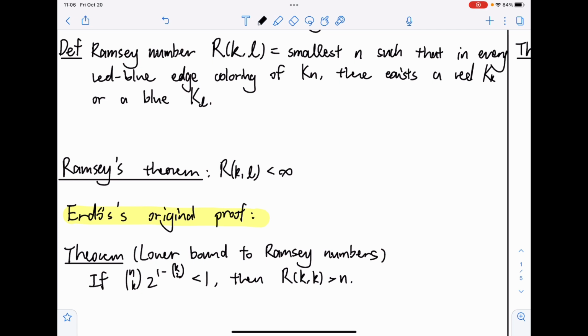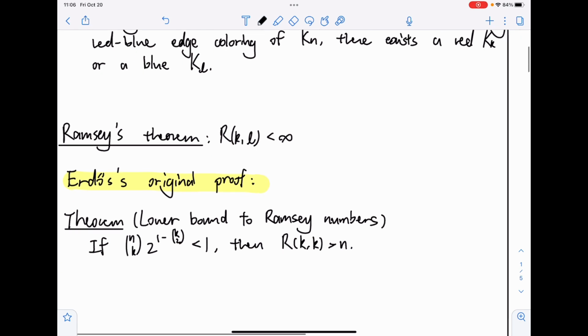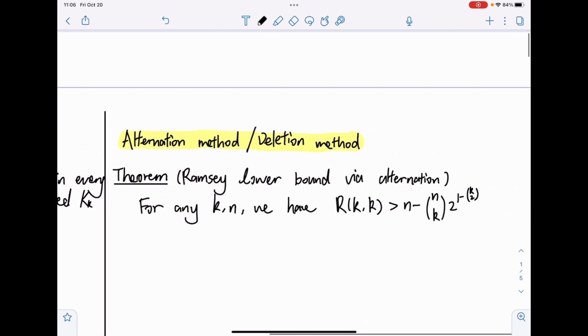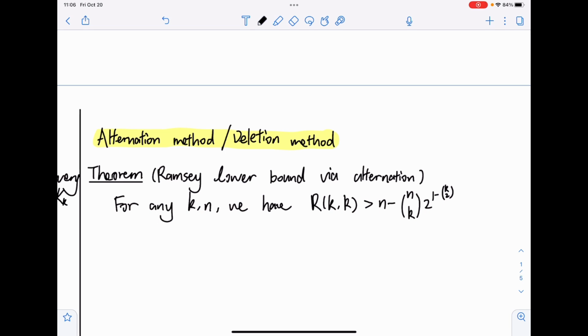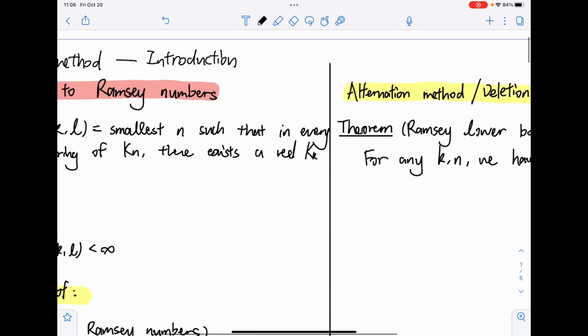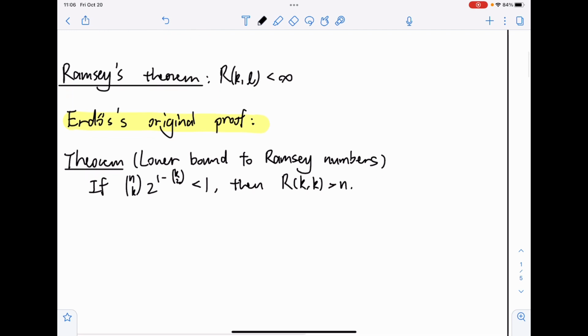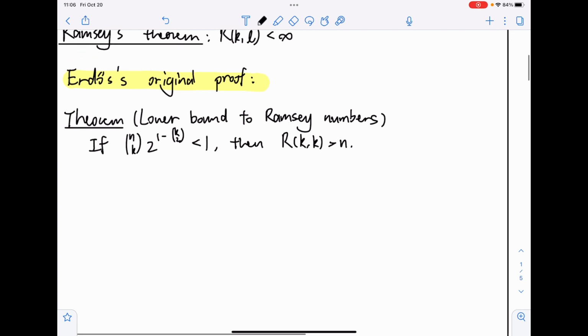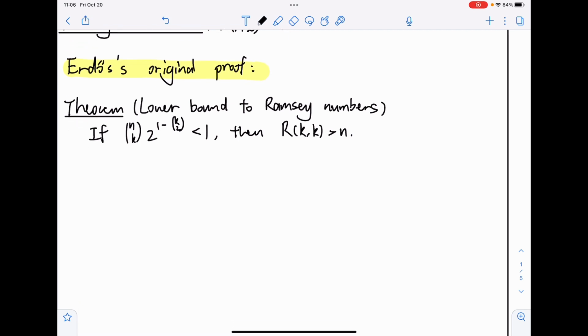I'll give two proofs. The first is Erdős's original proof, and for the second we'll use another method, called the alteration method or the deletion method. First, we're going to talk about Erdős's original proof of the lower bound. The hypothesis says that if n choose k times 2 to the power of 1 minus k choose 2 is less than 1, then the Ramsey number of k, k is greater than n.